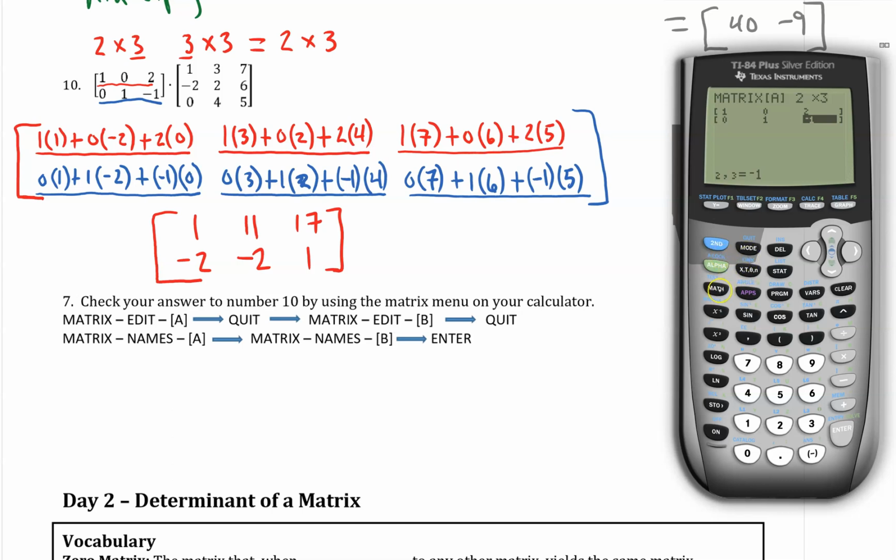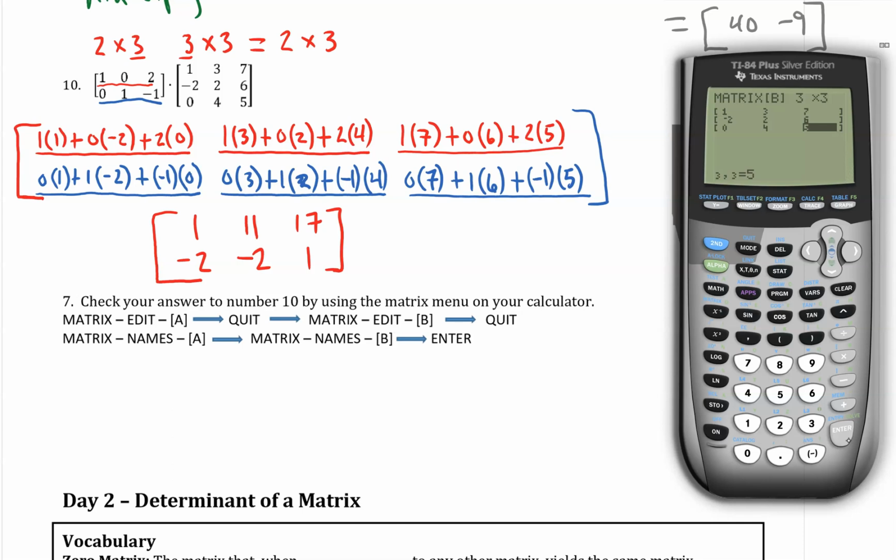So I'm going to go to second and matrix. I'm going to go over to edit, but now I'm going to go down to B. I'm going to hit enter for this one. This one was a 3 by 3, so I'm going to say 3, enter, 3, enter. Now you should see a 3 by 3 matrix, and we're going to put all the numbers in. Start with 1, then 3, then 7, then negative 2, 2, 6, 0, 4, and 5. So now I've filled both matrices in.